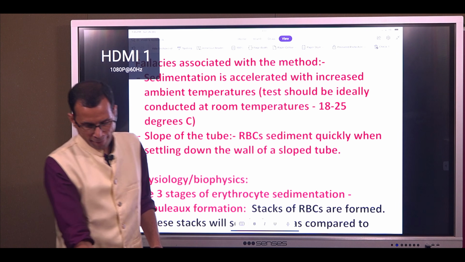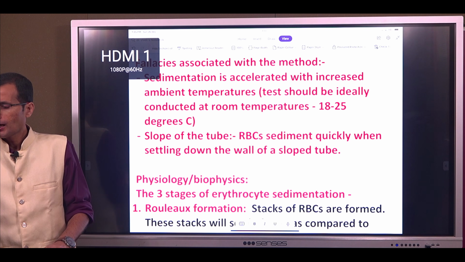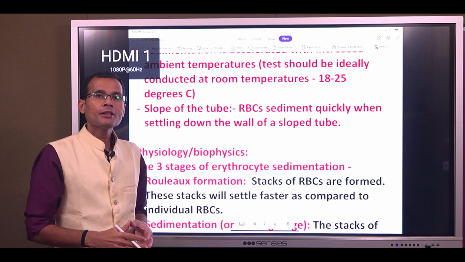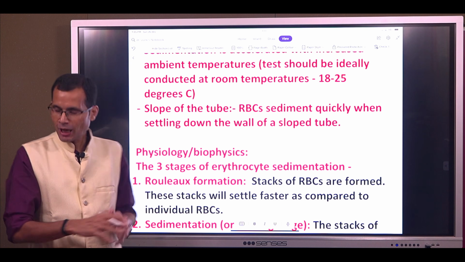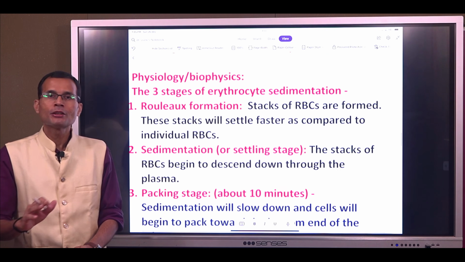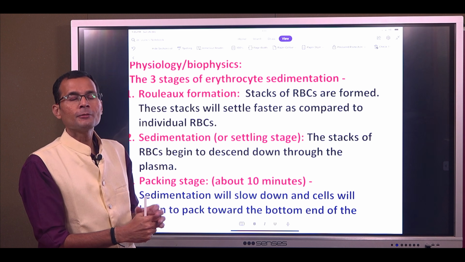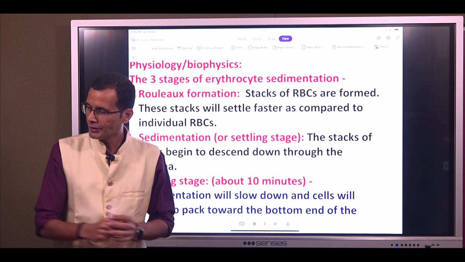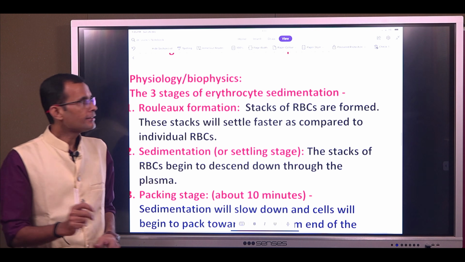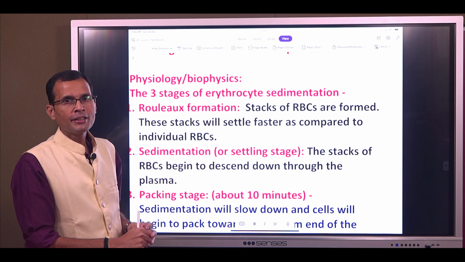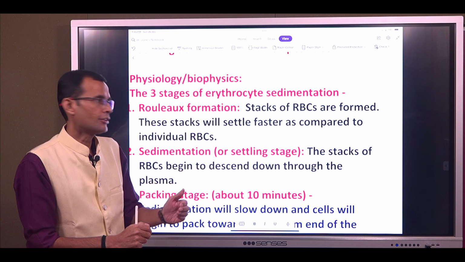Then, after having talked about the method and its errors, now let us see the second part, the physiology and biophysics related to this erythrocyte sedimentation rate. Look, there are 3 stages of erythrocyte sedimentation. It occurs in 3 stages.